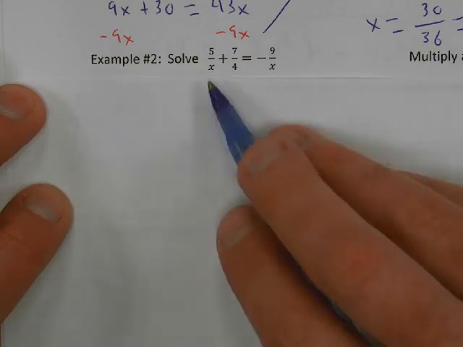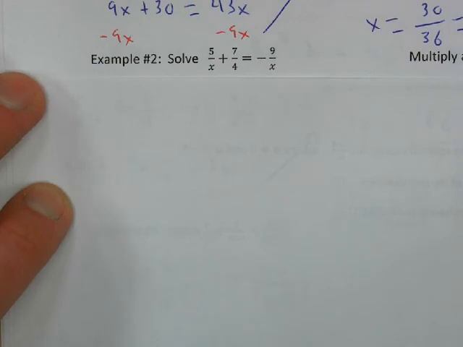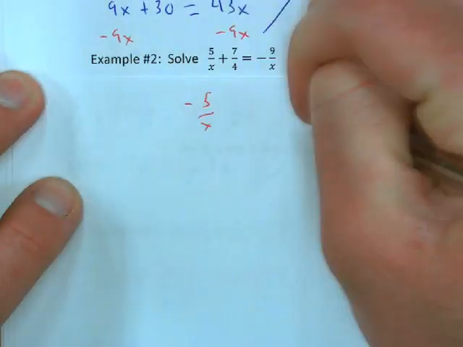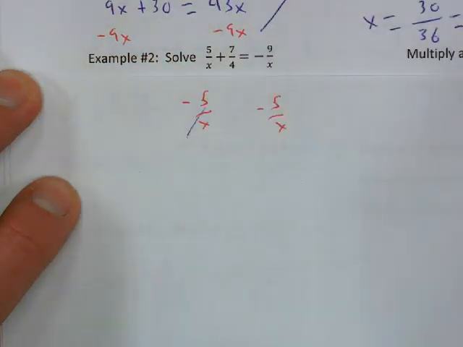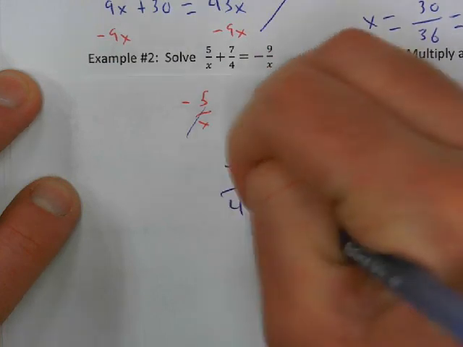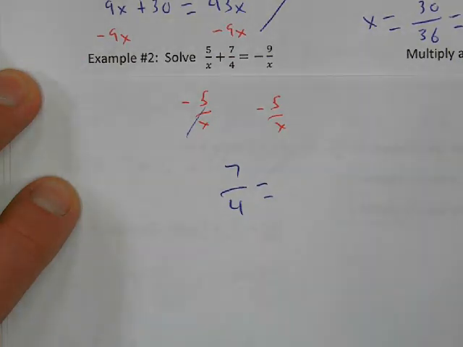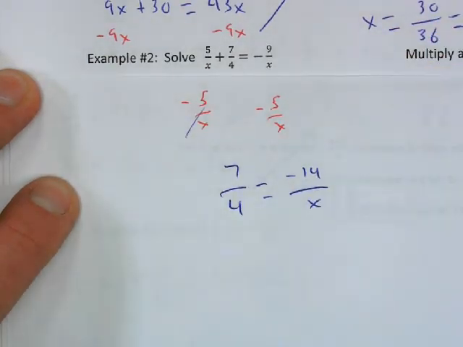Well, since we have two fractions with the same denominator, can I combine those like terms? Sure. For example, let's just move the 5 over x over. I can subtract 5 over x from both sides. And then that's going to cancel with that. And then I get 7 over 4 equals, and then negative 9 over x minus 5 over x, since they have a common denominator, just add the tops. So negative 9 plus negative 5 is negative 14 over x. Okay? And then now I went from this thing with 3 fractions to 2 fractions.